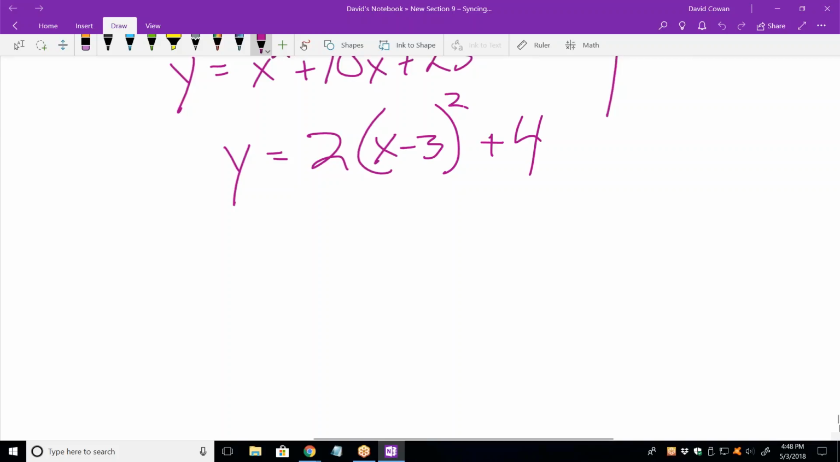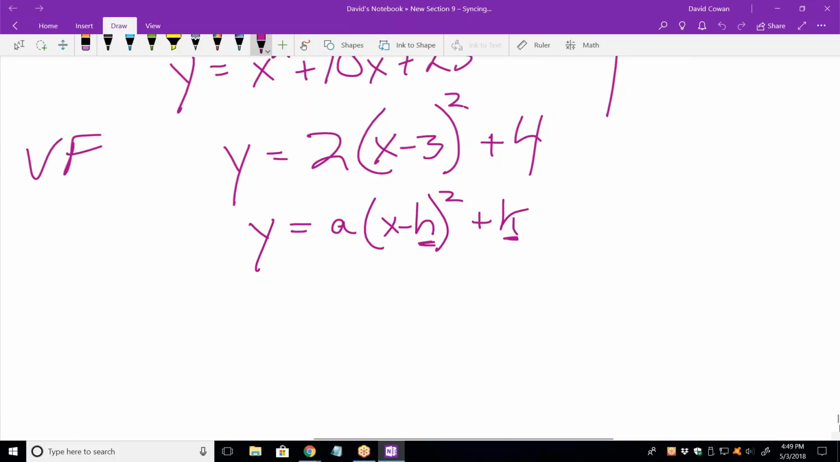This is vertex format right there. In other words, the format is a times x minus h quantity squared plus some k, and your vertex is h and k.